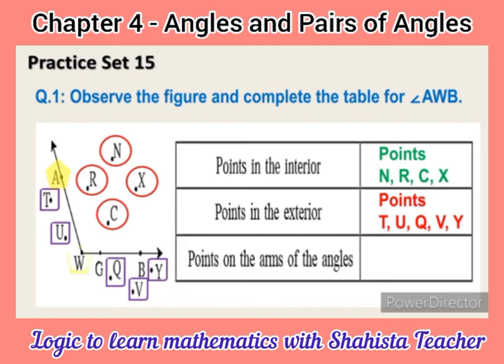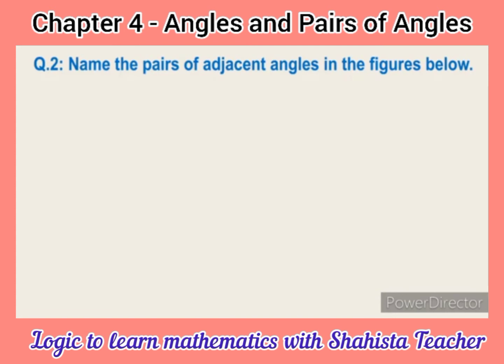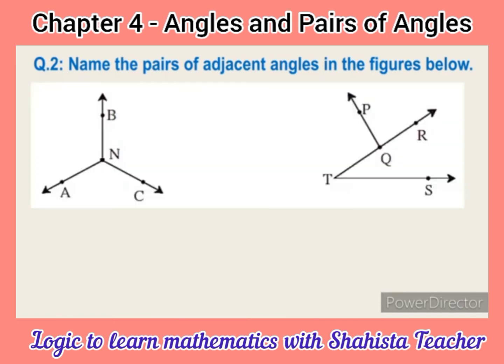Now on the arms are A, W and here B. These are points on the arms of the angle. Is that clear? So points A, W, G, B are all points on the arm of the angle. Isn't it so simple? Yes, my dear students. Now let's solve question number 2. Name the pairs of adjacent angles in the figure. This figure is given in your textbook. We have to answer them.